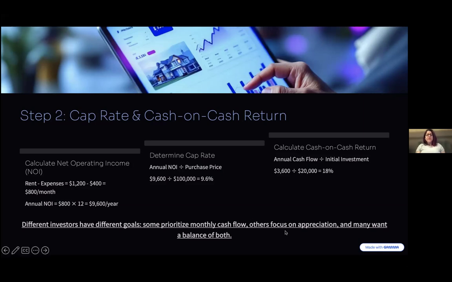But a lot of investors that come to our area and the DMV specifically are looking more at appreciation. They know that the properties go up in value year over year. So they're looking at basically putting funds into a property that they know will increase in value by certain percentage points every year. And when they sell, they'll be able to make a profit off of that. And then some are looking for a balance of both.